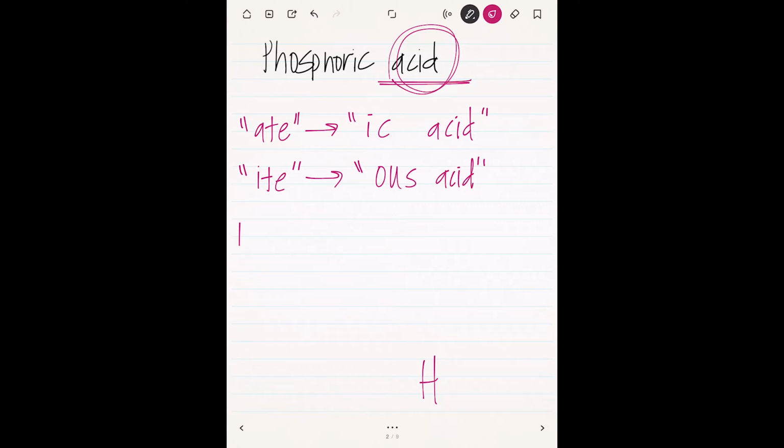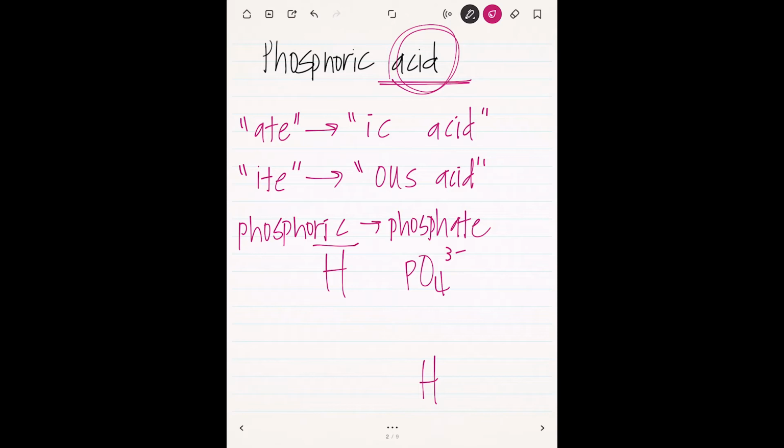So we have phosphoric, change that to phosphate, and the chemical formula for phosphate is PO4 3 minus. And so when you add a hydrogen and a phosphate together, hydrogen has a plus charge, and so to balance it out, it needs 3 hydrogens: H3PO4.